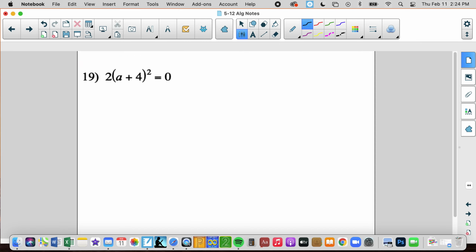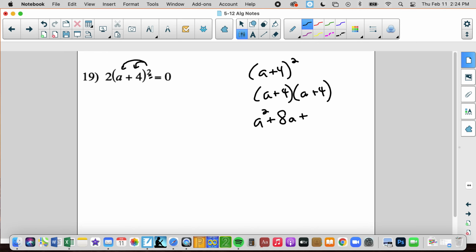Now, a lot of students, all of a sudden, they forget about setting everything equal to 0. And they look at this square and they think, oh, I have to simplify that. And they'll either do this incorrectly. They'll write a squared plus 16. That's not what this simplifies to. Remember, a plus 4 quantity squared is a plus 4, a plus 4. So we would use FOIL. You get a squared plus 8a plus 16.